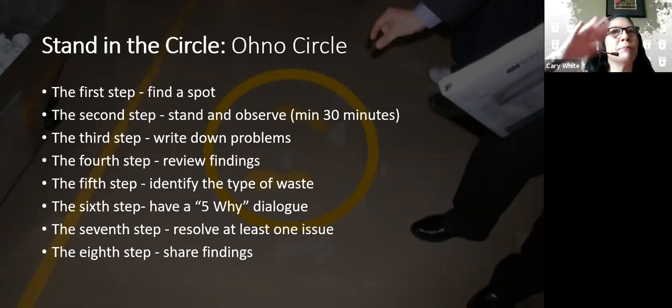But over time, people go back to their habits because you're there. And quite frankly, you start to blend in with the furniture a little bit, right? And then you really start to see stuff. And that's why the minimum is 30 minutes.